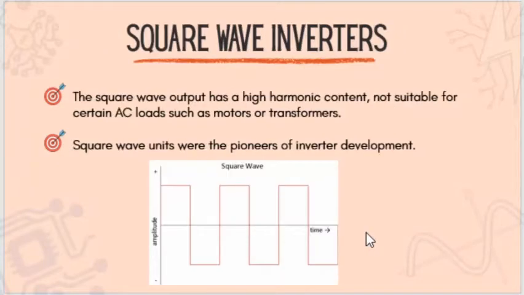Third is the square wave inverter. The square wave output has a high harmonic content, not suitable for certain AC loads such as motors or transformers. Square wave units were the pioneers of inverter development. We will simulate this one later. This is the square wave inverter output waveform.